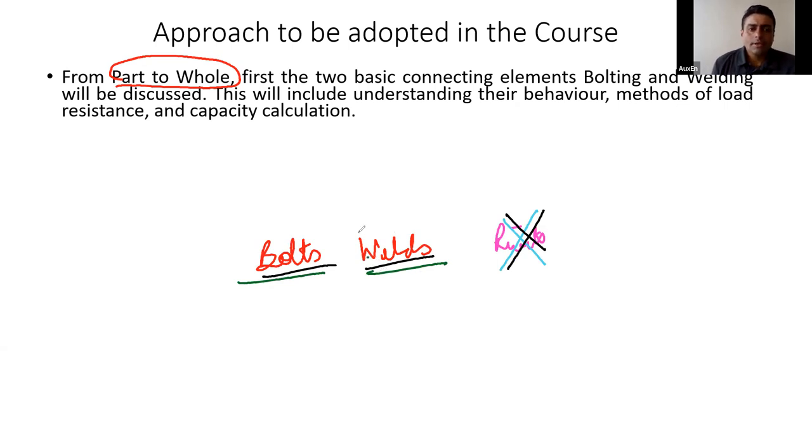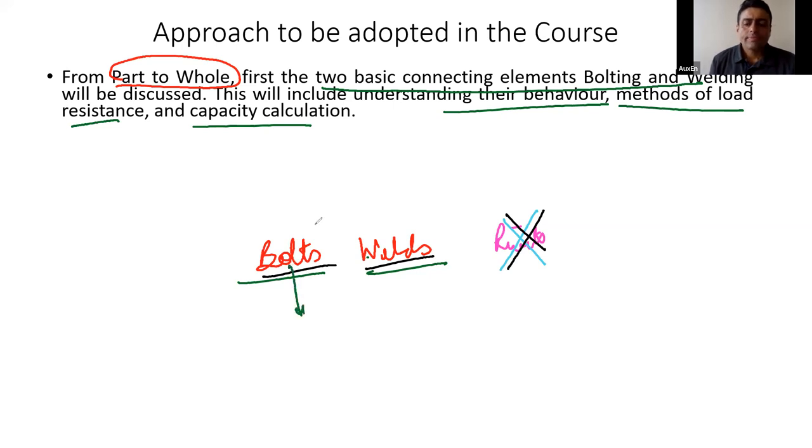So the approach would be to first understand these two basic connecting elements, and the understanding will include their behavior, the methods of load resistance and the capacity calculation. If you understand, let's say for a bolt, what are the types of bolts used? What is the capacity of bolt in shear? What is the capacity of bolt in tension? You will understand the workings of bolts, right?